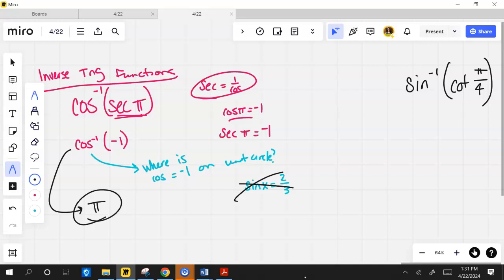Okay, first off, let's work inside. What is the cotangent of pi over 4? So if you're on your unit circle, right, it's one.